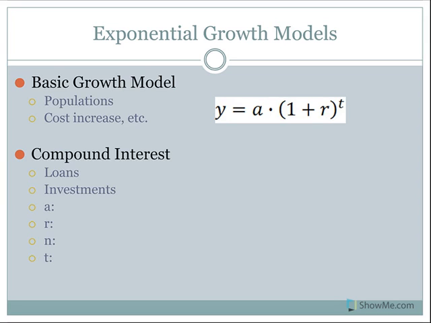So we got a couple things that we're going to look at. First of all, what we have right here is just our basic growth model. We can use this for things that are happening just naturally, populations, things like that. So A is going to be, well, we said our y-intercept before. In this case, it's going to be our starting value. R is our rate, and T stands for time.